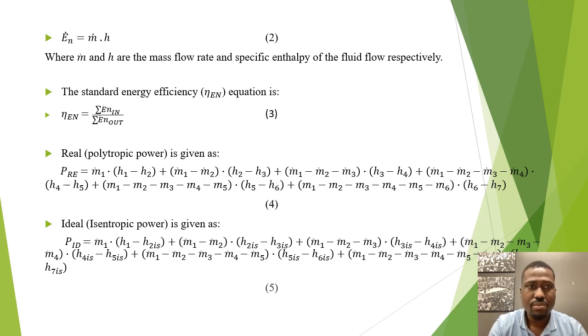We also have the standard energy efficiency given by En in minus En out. The real, also known as the polytropic power, is given by equation 4 in this slide, and the ideal power is given by equation 5 in this slide. The difference, as we can see, is that in the ideal power we are making use of the ideal specific enthalpy property of the fluid, which is gotten from steam tables, while the real specific enthalpy is gotten from our reference journal.